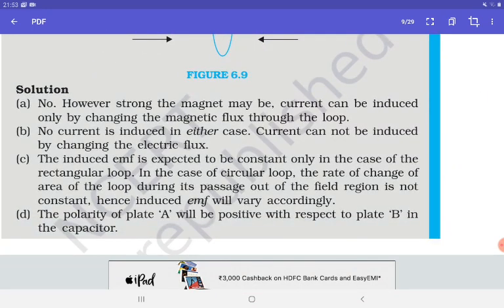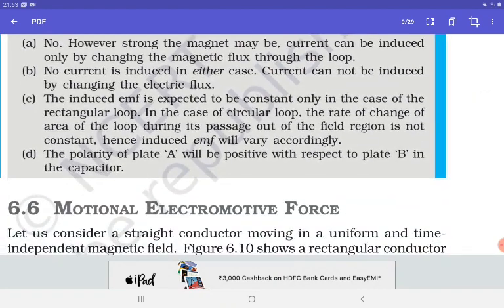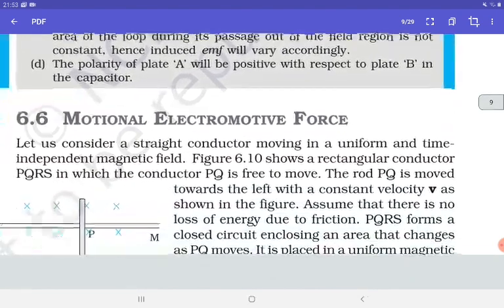In the case of the circular loop, the rate of change of area of the loop during its passage out of the field region is not constant. Hence, induced EMF will vary accordingly. The polarity of plate A will be positive with respect to plate B in the capacitor. Now 6.6, that is motional electromotive force.